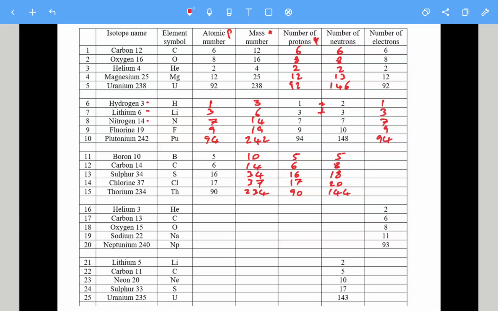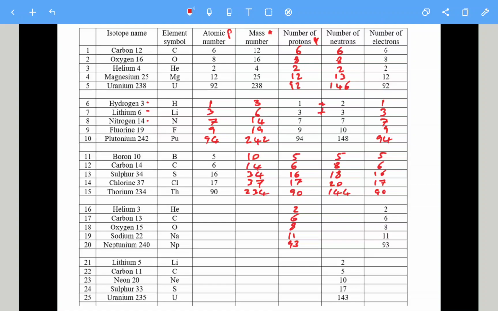And then obviously the number of electrons, they're atoms, so they're neutral, same as the number of protons. So 5, 6, 16, 17, and 90. Next one, so we've got the number of electrons. If we've got the number of electrons, that means we've got the number of protons and the atomic number because they're neutral, so they've got the same amount. So number of protons, let's just write them in. So 2, 6, 8, 11, and 93.